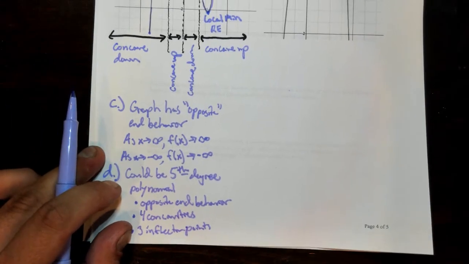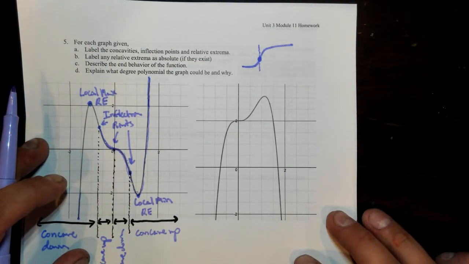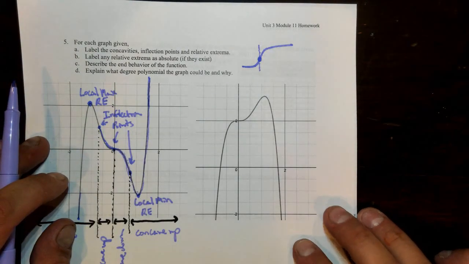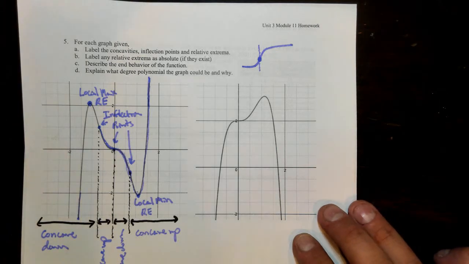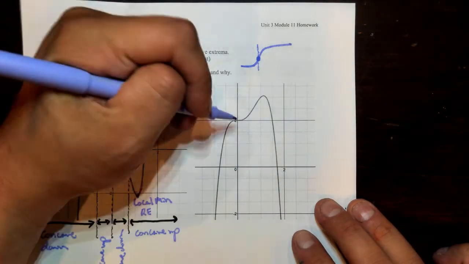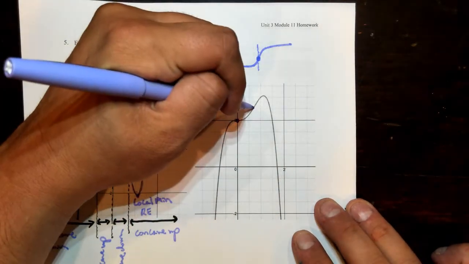Okay, so let's do the same thing with the second graph. So label concavities, inflection points, and relative extrema. I'm going to label the inflection points first. So we have one right here and one right here.